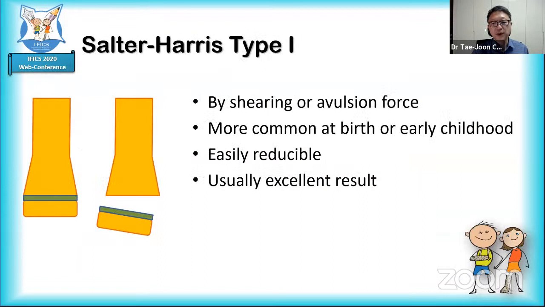Type 1 is caused by shearing and avulsion force. It is common at birth or early childhood. It is easily reducible and usually gives excellent results.